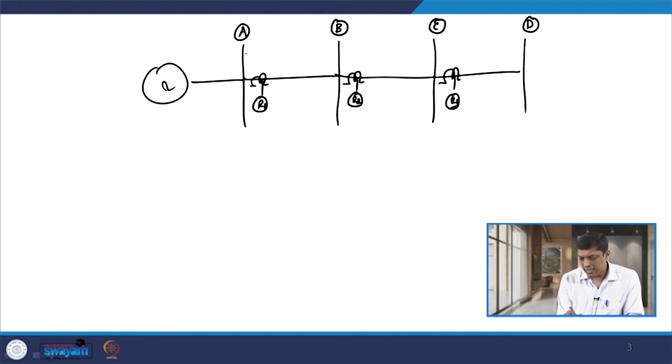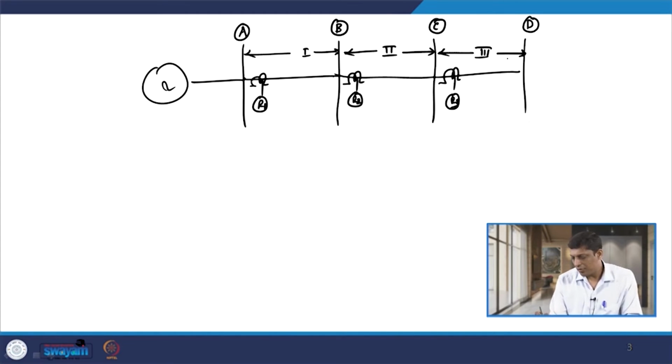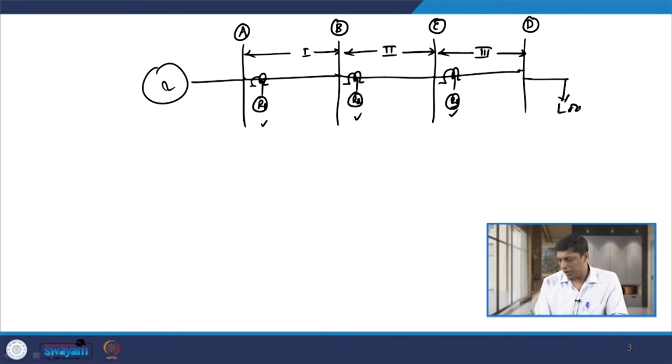Let us consider that this is feeder section 1, this is feeder section 2, and this is feeder section 3. In all the 3 sections we have connected 3 different relays, relay R1, relay R2 and relay R3, and of course there is a load connected at this point. So, when we have a load on one side and a source on the other side, we want to decide how the relay coordination of relays R3, R2 and R1 has to be carried out.